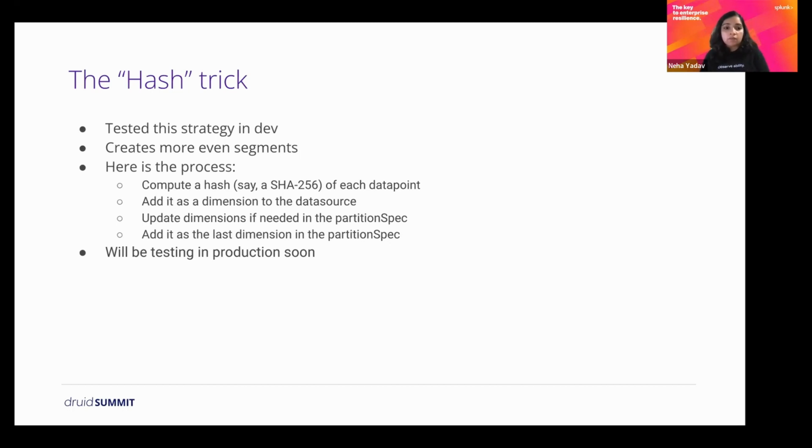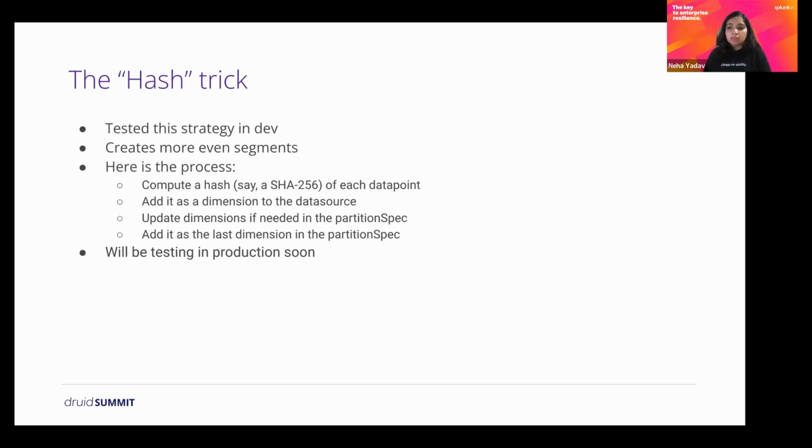So here is the process that we followed. We computed a hash of each data point, a simple SHA-256 hash. We added it to the dimensions in our data source for ingestion. Then we updated the dimensions in the partition spec of the compaction spec, and we made sure that we added it as the last dimension. And this was also the time to add or remove any other dimensions that we wanted. But this was pretty much it.